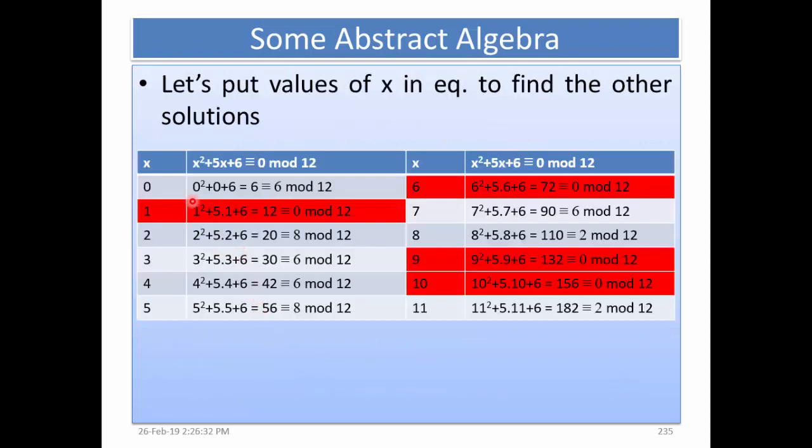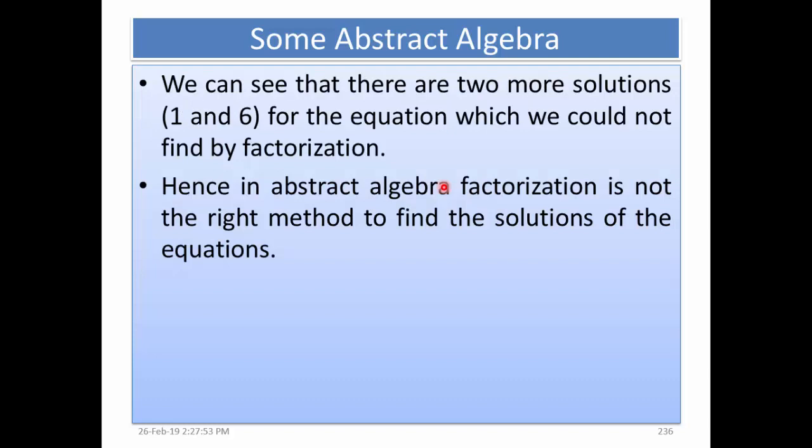So what can be the other solutions? If we put 0 onwards and place these numbers as x in the equation, and then we take mod 12 of them, we find that there are solutions at 1, 6, 9 and 10. 9 and 10 we already have found, but we have found two more roots, which are 1 and 6. So we can see that there are two more solutions, 1 and 6, for the equation, which we could not find by factorization. Hence, in abstract algebra, factorization is not the right method to find the solutions of equations.